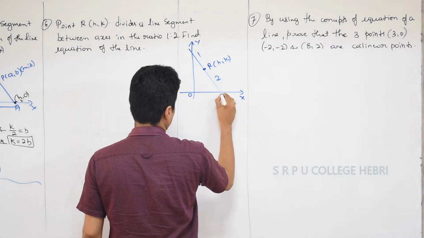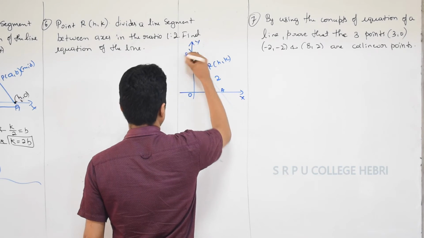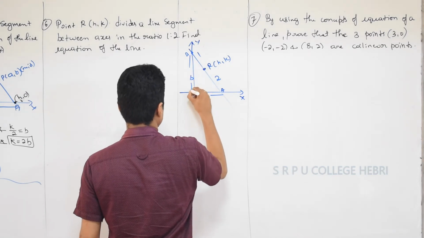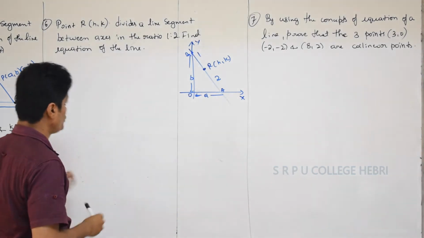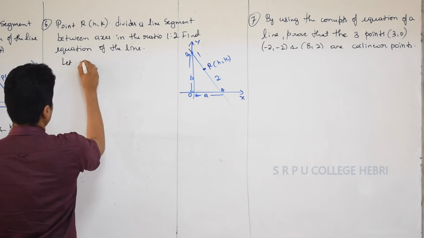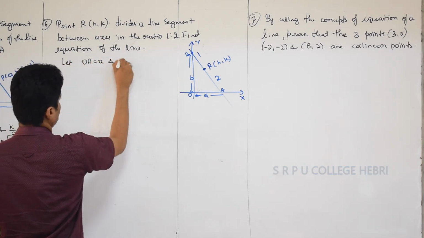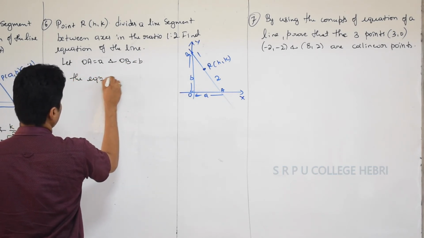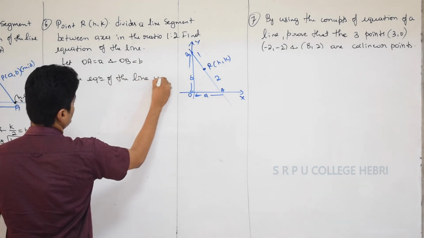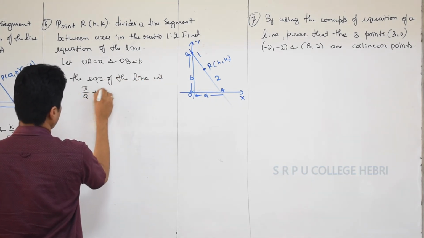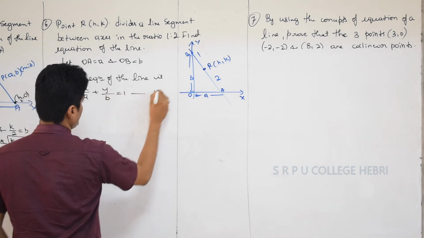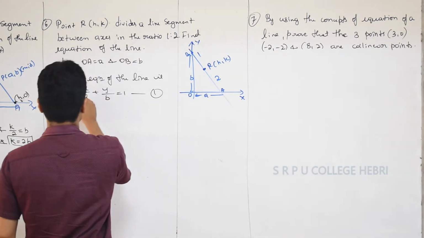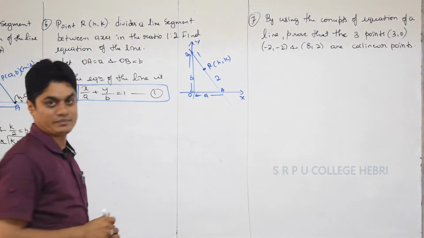I'll name this as O, this is A, this is B. Let us assume this is small a and this is small b. Here again you have to write: let OA is equal to a and OB is equal to b. Now, what is the equation of this line? The equation of the line is x by a plus y by b is equal to 1. Why? The x intercept is known, the y intercept is known, so the equation must be in the form x by a plus y by b is equal to 1.